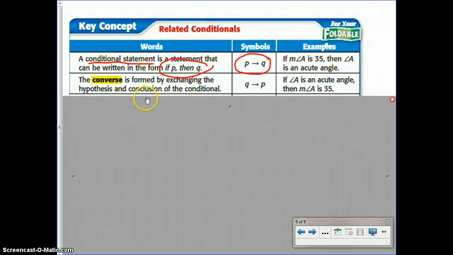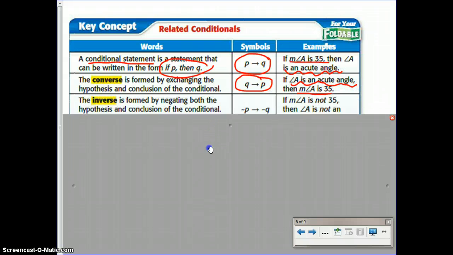The converse is formed by exchanging the hypothesis and the conclusion. So just writing the opposite. Q implies P. So the opposite of this statement would be if angle A is an acute angle, then measure of angle A is 35. So we just took this, which was our if, and we switched it to our then. And we took this, which was our then, and we switched it to our if.